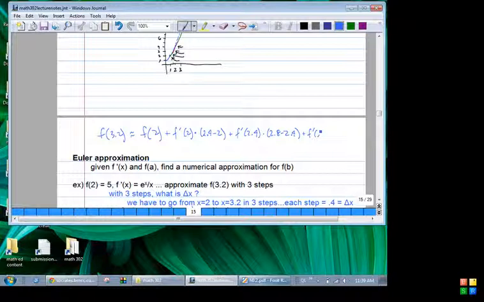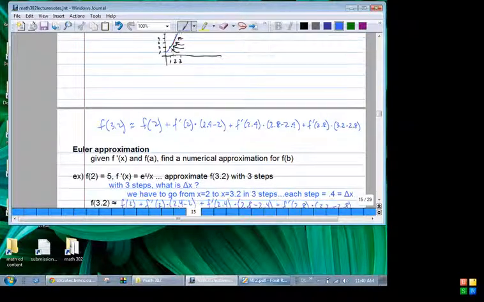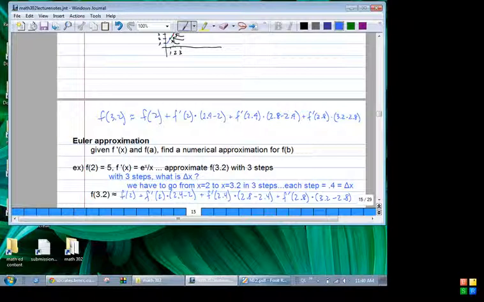Hey, 2.8, right, times 3.2 minus 2.8. We go on over. And do we go one more? No, that's it. Why? Because we needed to go 3 steps, and we've gone 3 steps. So this last term takes us from 2.8 up to 3.2. So we're done. Make sense? Okay. So that is this expression right here. And now all you have to do is just literally plug in and solve.